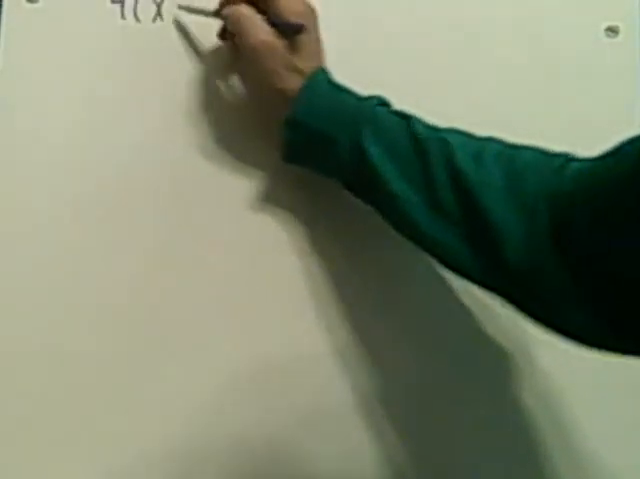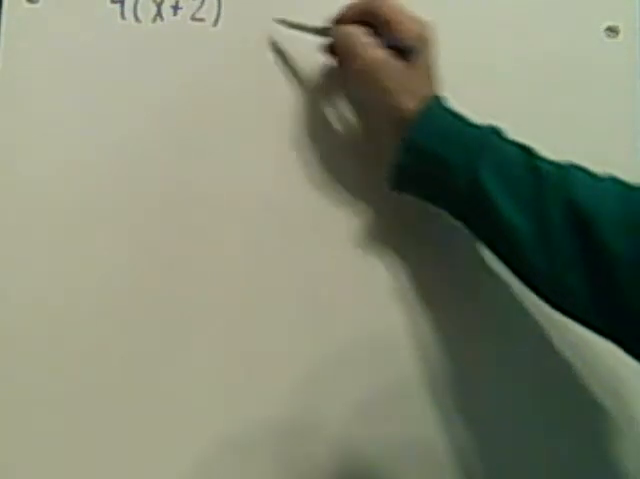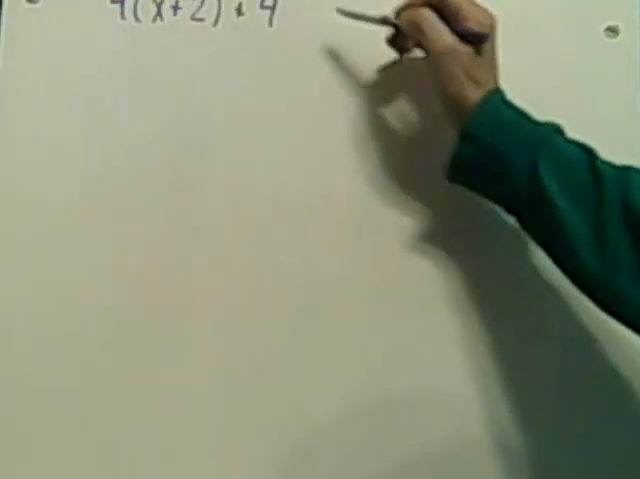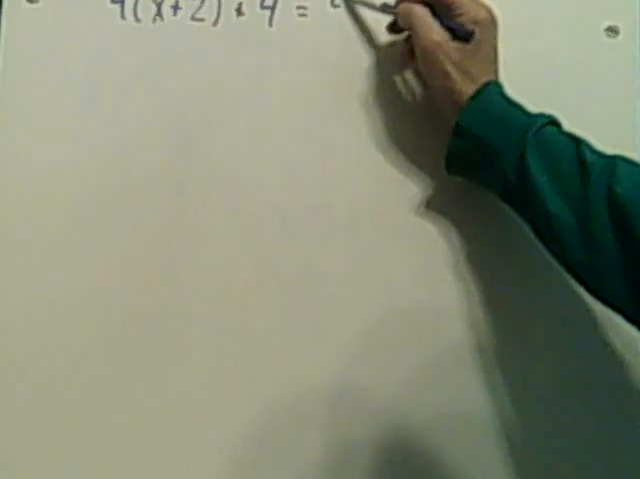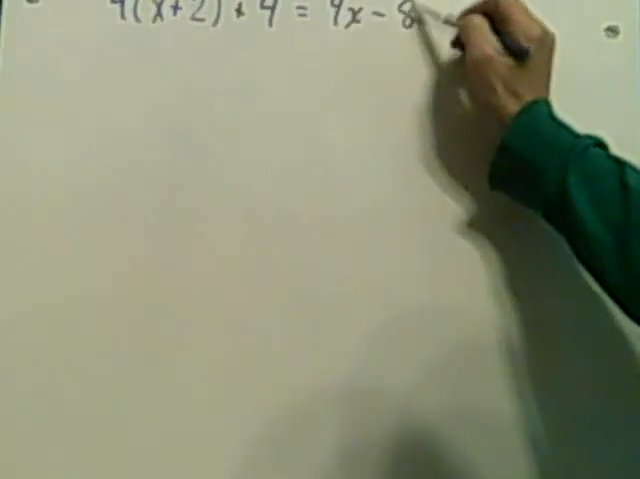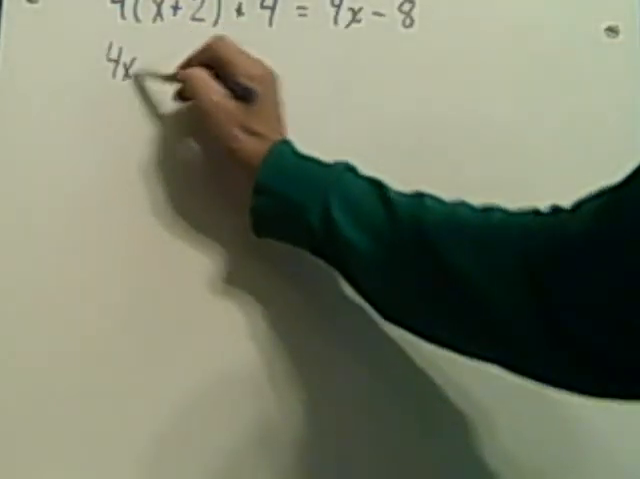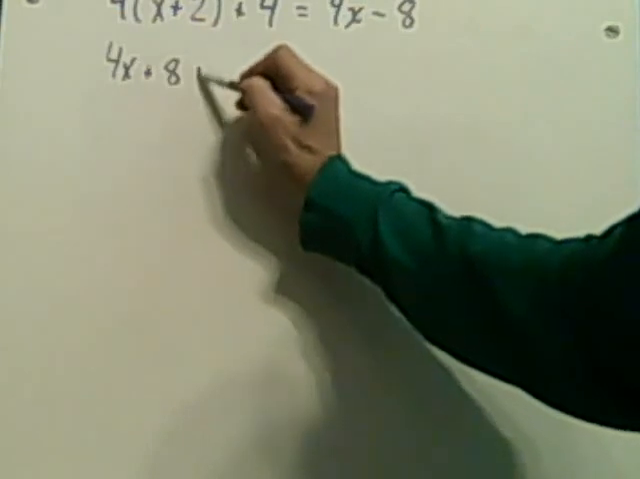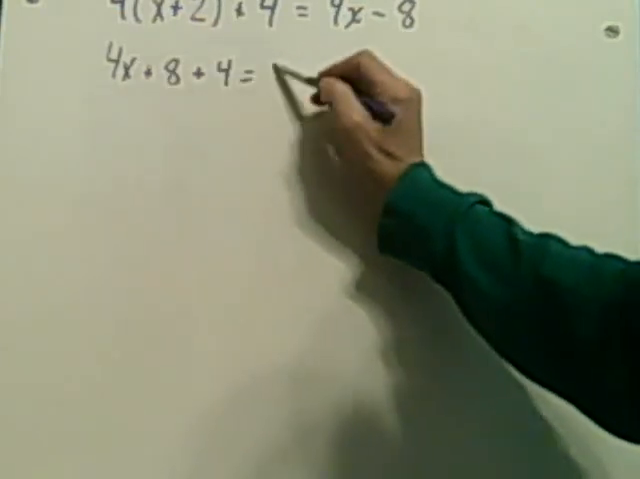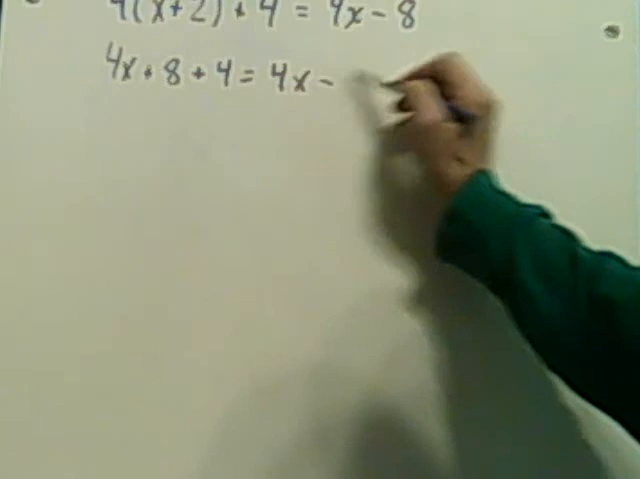4 times x plus 2 plus 4 is equal to 4x minus 8. So we want to group the like terms. We want to get the x's on one side. So we'll multiply this out. 4x plus 8 plus 4 is equal to 4x minus 8.